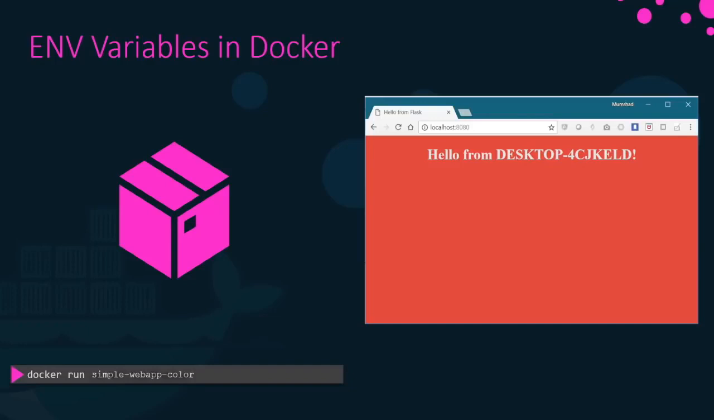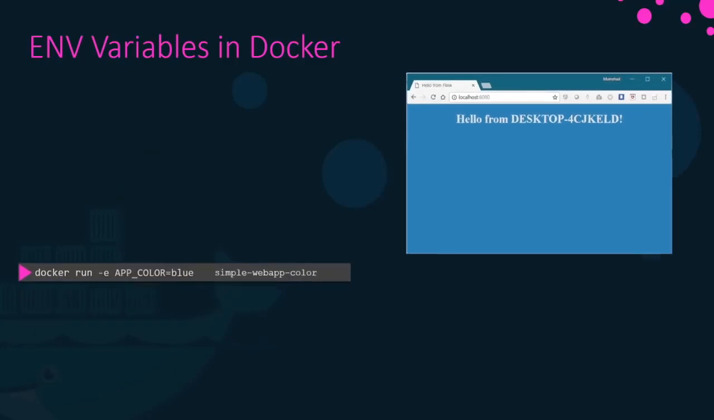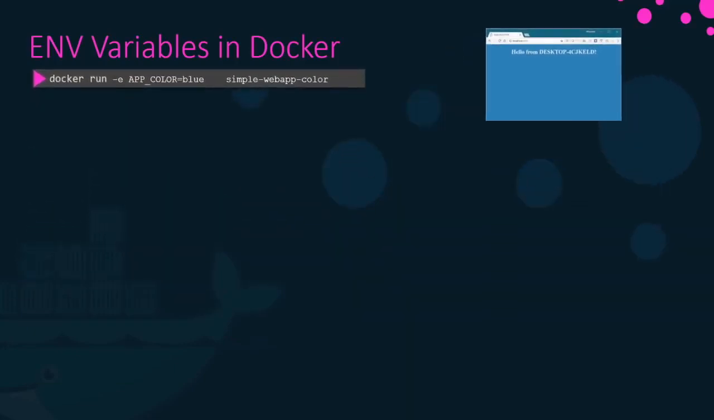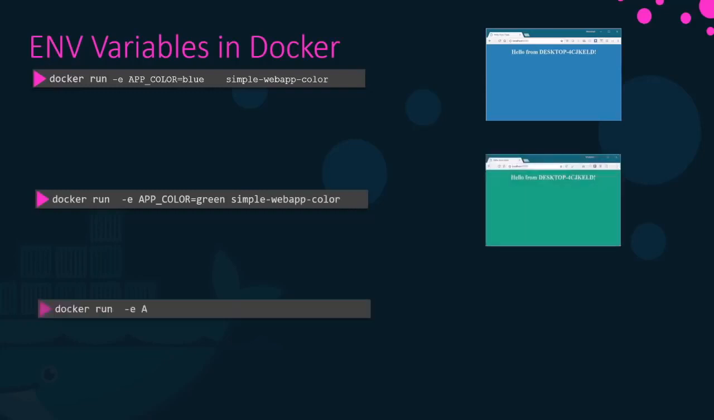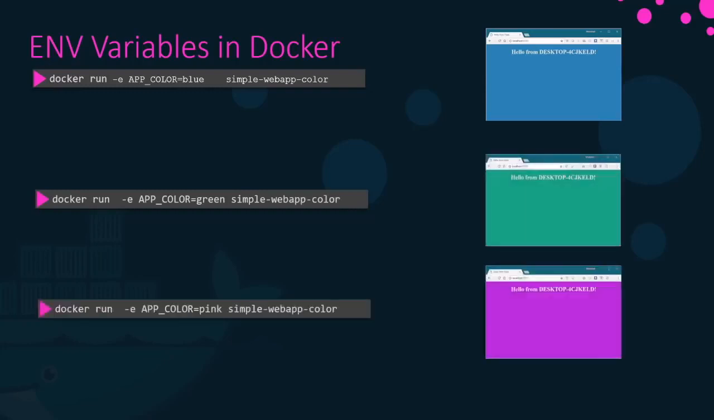However, if you wish to pass the environment variable as we did before, you would now use the docker run command's -e option to set an environment variable within the container. To deploy multiple containers with different colors, you would run the docker command multiple times and set a different value for the environment variable each time.